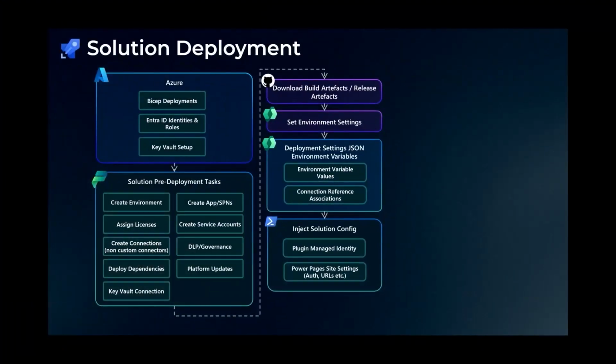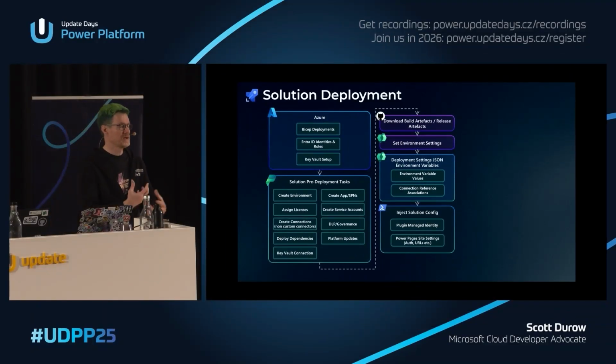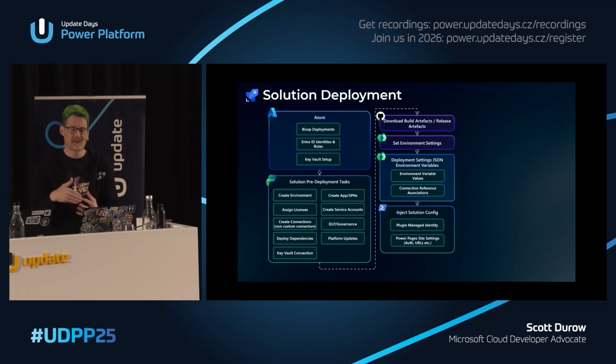It's injecting some config into the solution, because there are some things that can't be set using the configuration of deployment. And so what the deployment pipeline does is it actually injects some things into that zip before it actually deploys it. For example, the managed identity ID, or if you've got configuration that needs to be put into Power Pages, like the auth settings, or URLs for certain other services that it's using. You can inject those into the zip, you unzip it, update it, rezip it, and then you can deploy it.